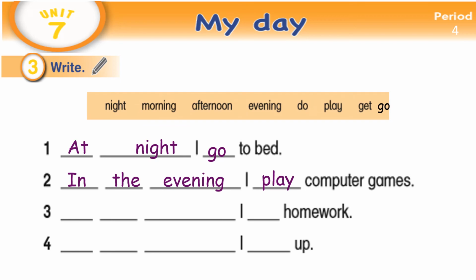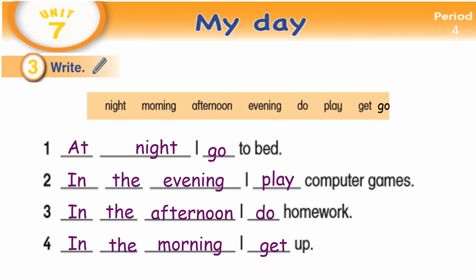Number 3, I space homework. I do homework. When? In the afternoon. Very good. So the sentence is in the afternoon I do homework. And number 4, I space up. I get up when? In the morning. Very good. So in the morning I get up. Well done.